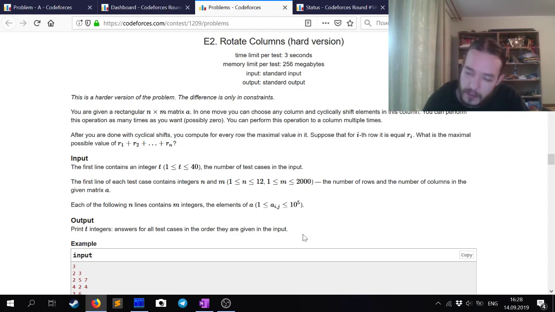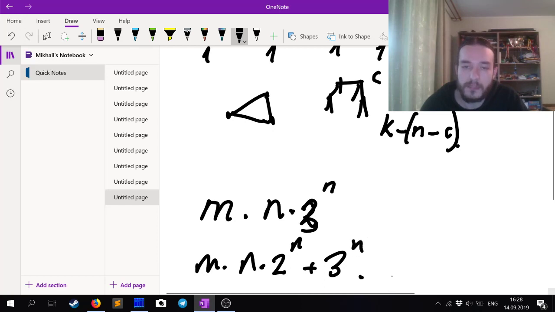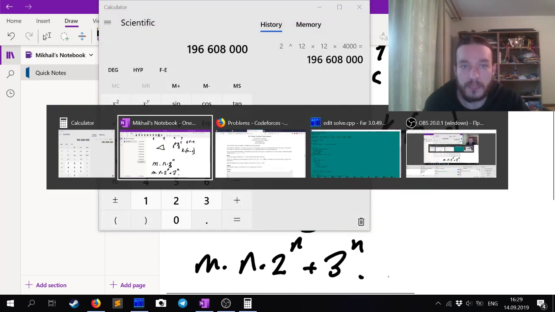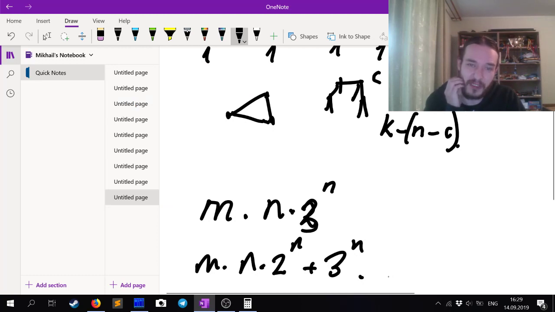But then again, we could just pre-compute for every mask what's the largest value. So that's instead going to be m times n times 2 to the n plus 3 to the n. So that's a bit better, except that's a bit too much for 40 test cases. So we have to optimize a little bit more, right?